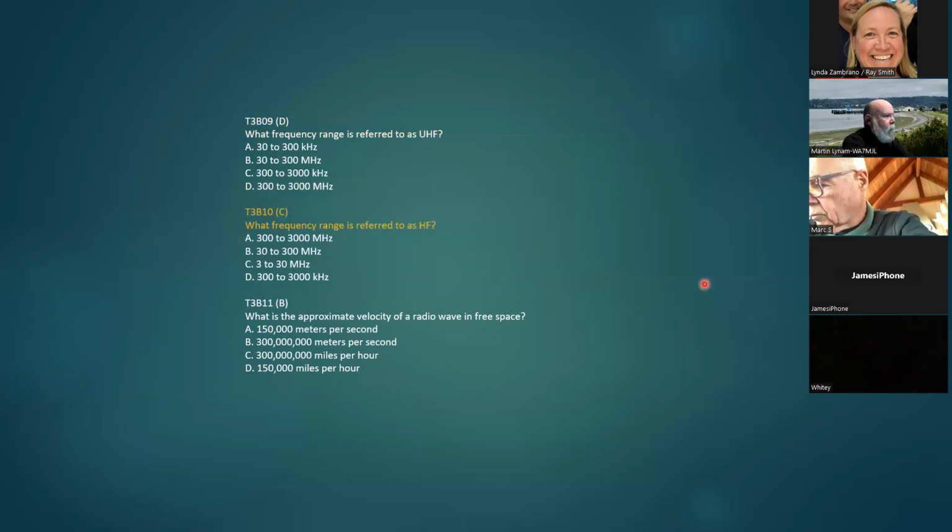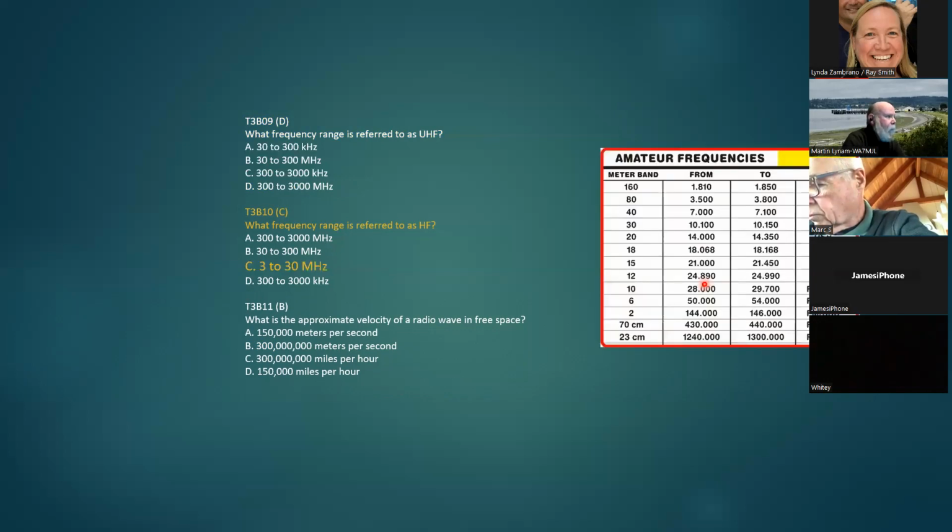And again, what frequency range is referred to as high frequency, HF? That's from 3 to 30 megahertz. So it is the 80 meter band down to the 10 meter band. The 160 meter band is actually called low frequency or medium band sometimes, but most commonly it is called LF for low frequency band. While 80, 40, 30, 20, 18, and so on are high frequency bands.